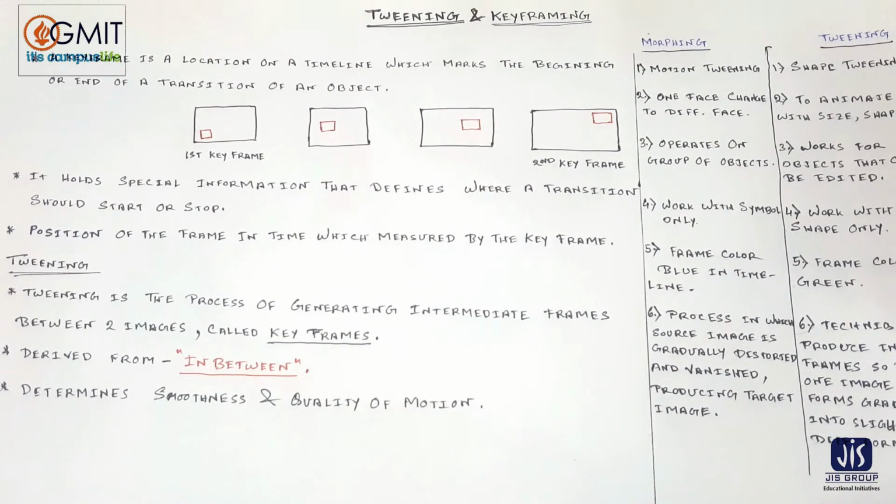Why we use twinning? Twinning actually determines the smoothness and quality of the motion. How smooth your motion should be, how your motion should look like.